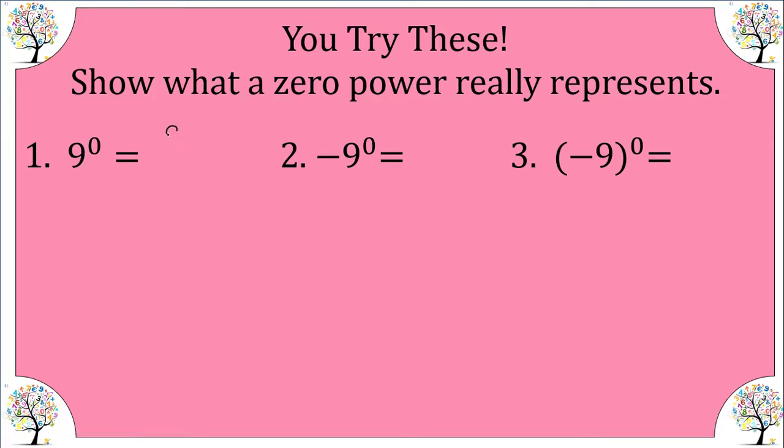Okay, 9 to the 0 is really 9 over 9, which gives us 1. Negative 9 to the 0 is negative 9 over 9, which gives us negative 1. And number 3 is negative 9, quantity, to the 0 power, which is negative 9 divided by negative 9, which gives us positive 1.